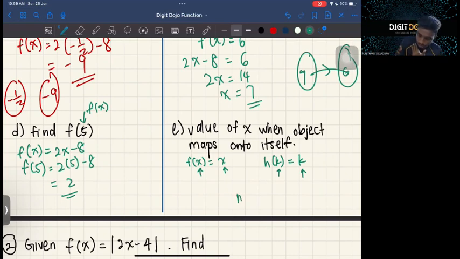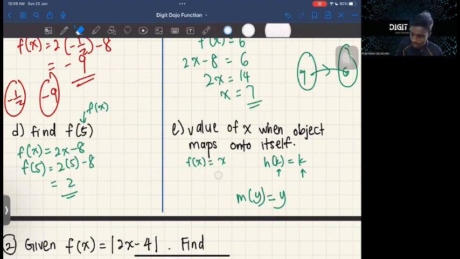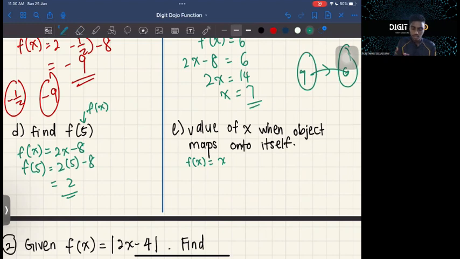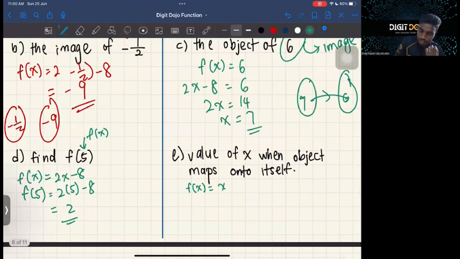Okay, let's say it is y equal to y also. The object would be the image as well. That is called maps onto itself. But most commonly they will ask f(x) equal to x. You have to understand this thing. Now they're asking the value of x when maps onto itself.